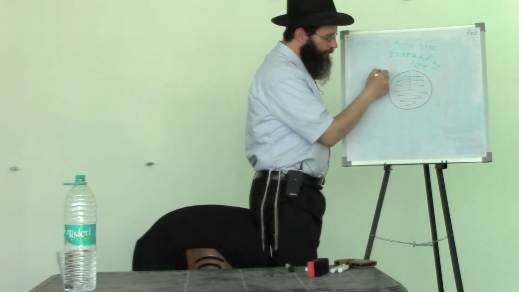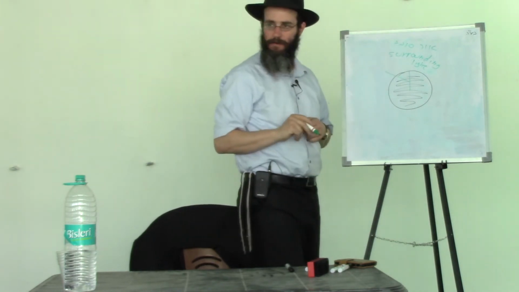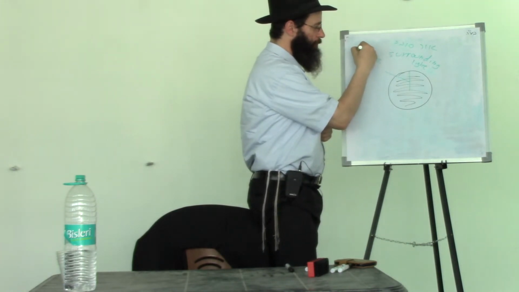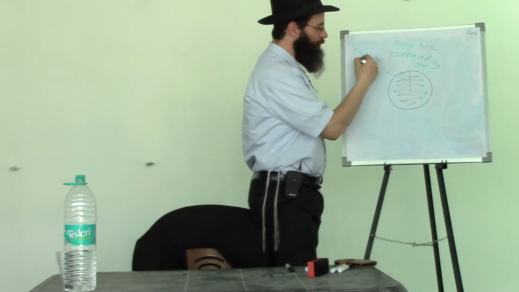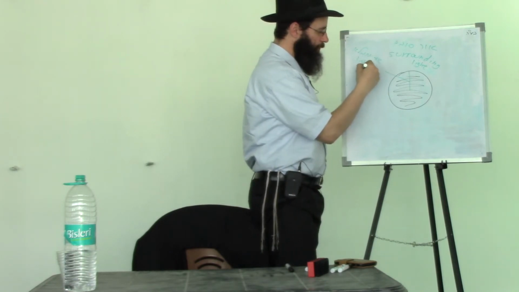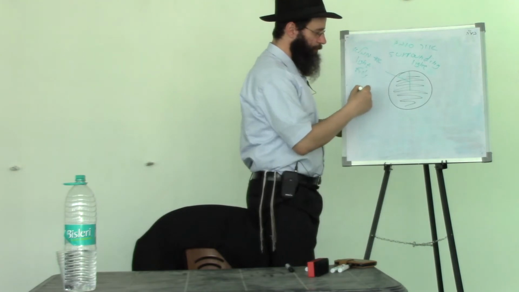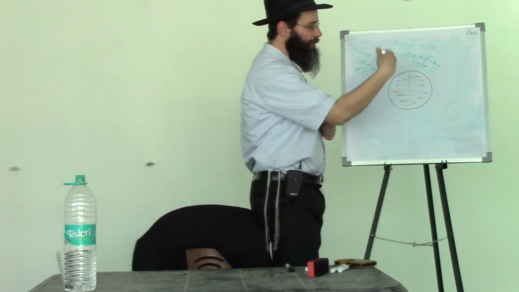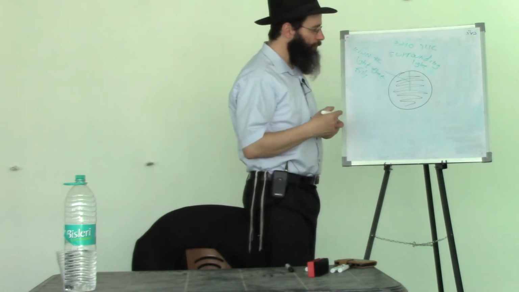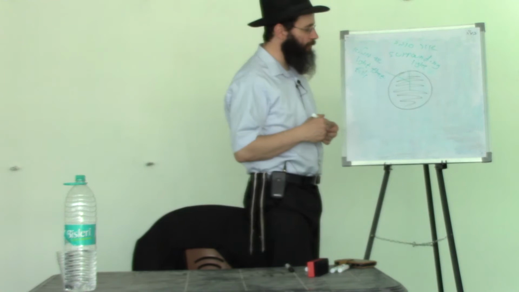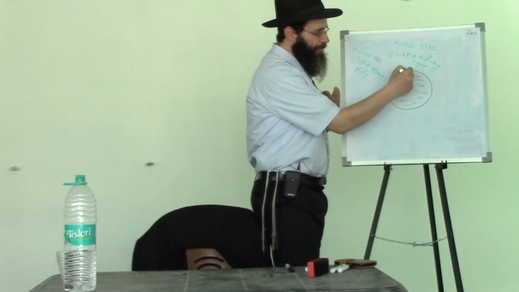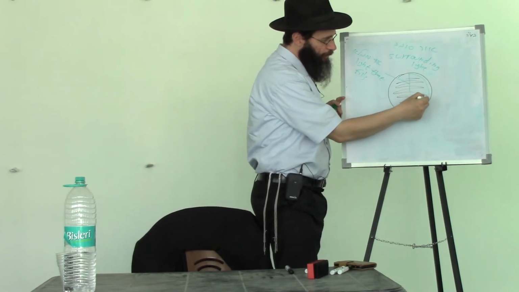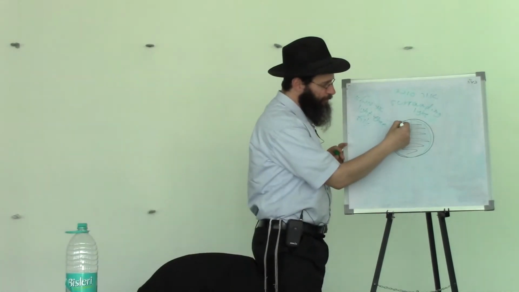And this line that goes in is called Or Memale, the light that fills all worlds. This is the light that surrounds the world, and the light that fills in is poured into the worlds. Now, it doesn't just go in, it goes in and then it creates a world within the empty space.